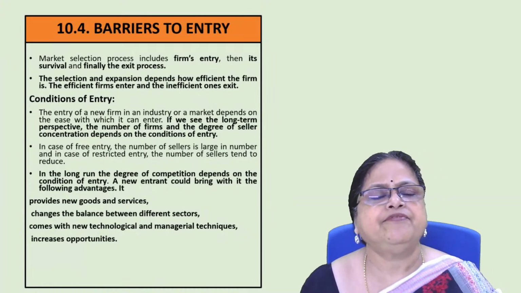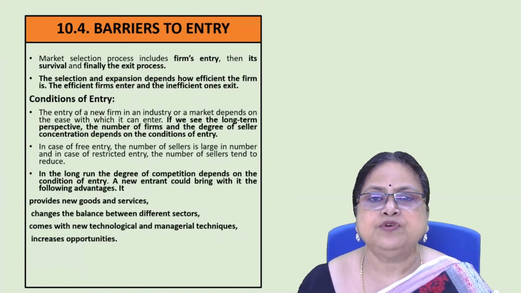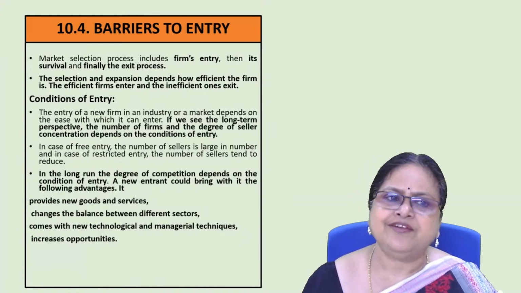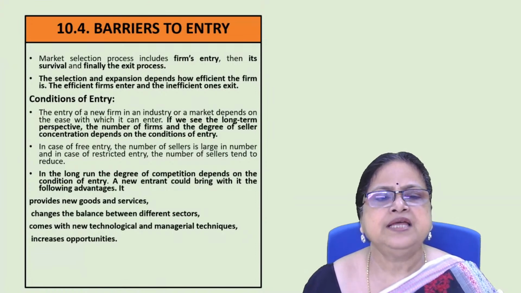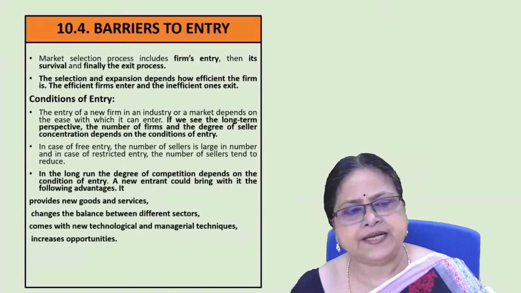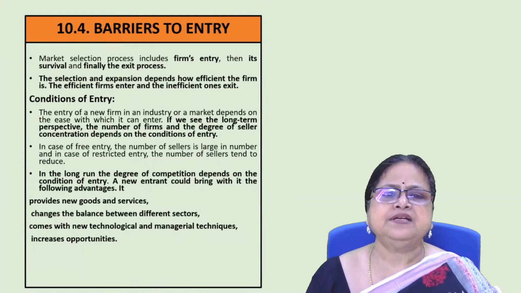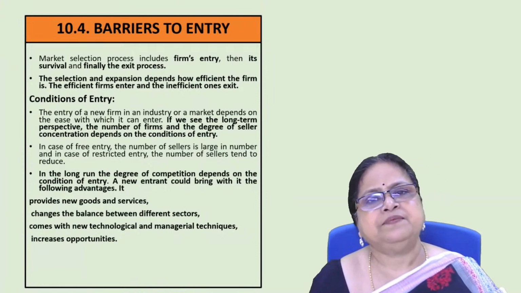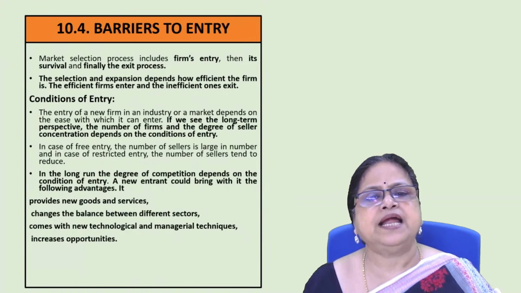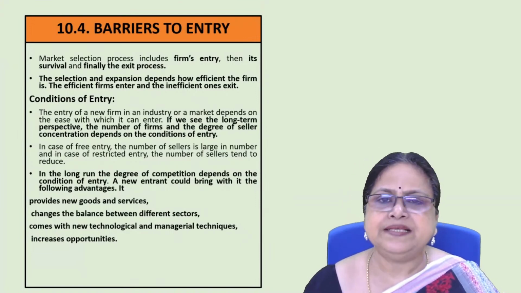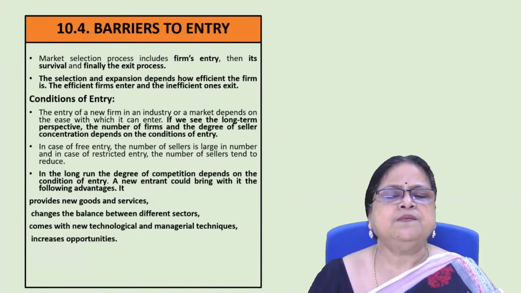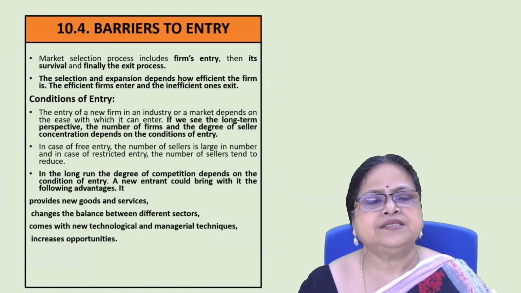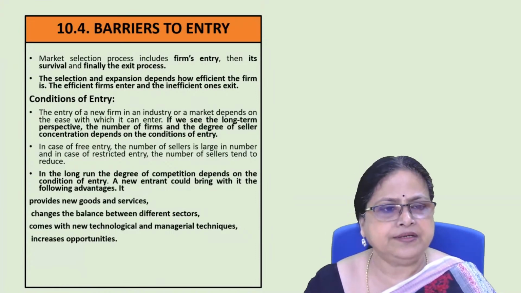We can explain it in different ways. So the market selection process includes firm's entry, its survival, and finally the exit process. If the firm is entering, it has to survive. And if it cannot survive, it has to exit the market. Okay, so the selection and expansion depends on how efficient the firm is. The efficient firms enter and the inefficient ones will be exiting the market. Now, conditions of entry. What happens here is that sometimes the conditions are such that it is so difficult that you cannot enter into the market.